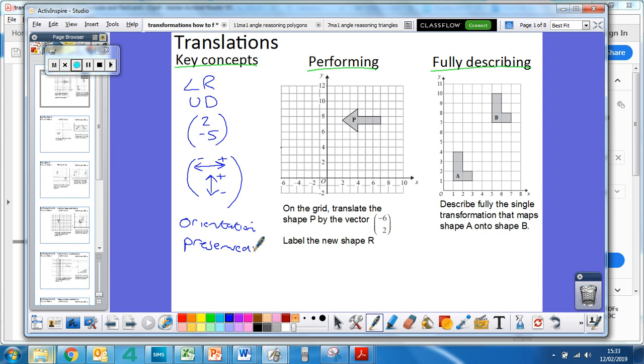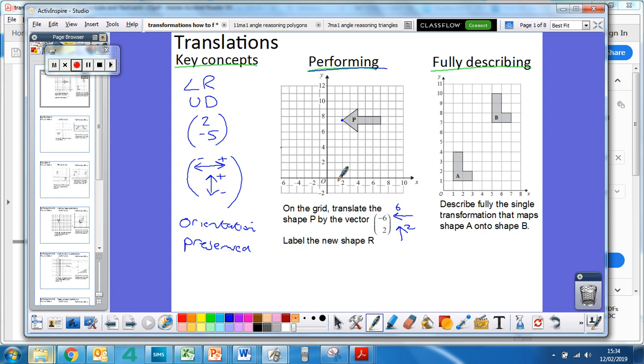When it comes to performing one, this first question says on the grid translate the shape P by the vector -6, 2. That -6 means 6 places to the left, and the 2, because it's positive, means 2 places up. And that's a really important place to start. In order to move this shape, you only have to pick one point. I'm going to pick this point here on the front. And I'm going to move it 6 places to the left.